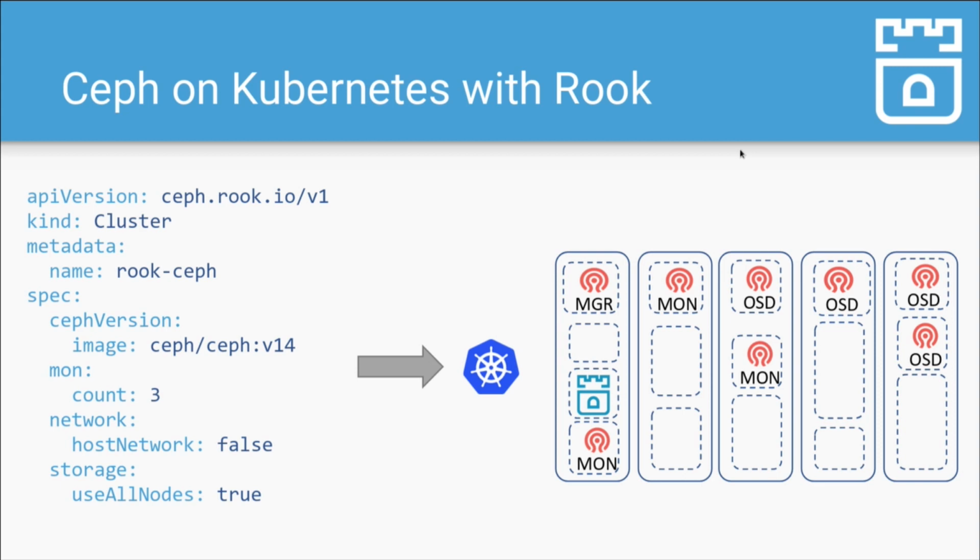And then finally, also that we want to use all of the nodes in the Kubernetes cluster for Ceph storage and running Ceph daemons. And so on the right, we have these various nodes, and we have 3 monitors distributed across the cluster and a number of OSDs. And Rook handles all those details.